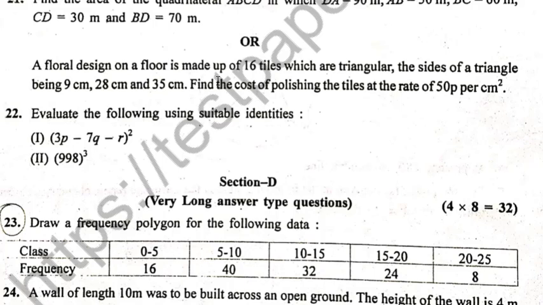Now in the OR question, we have a floral design on the floor made up of 16 tiles which are triangular, the sides of the triangle being 9, 28, 35. Find the cost of polishing the tiles at a rate of 50 paisa per centimeter square. Now the problem is the same as the above problem. You have to find the area of one triangular part, and then there are 16 tiles, so you multiply that by 16. The cost per centimeter square is 50 paisa, so however many centimeters square you get, multiply that with 50 paisa, you will get your answer. As the question is the same, I am not doing it.